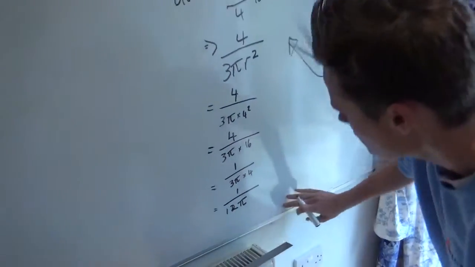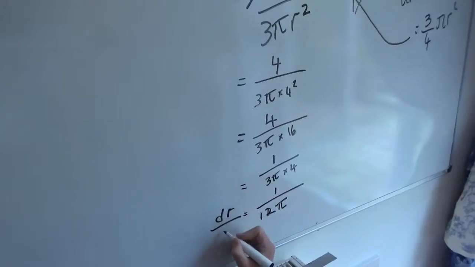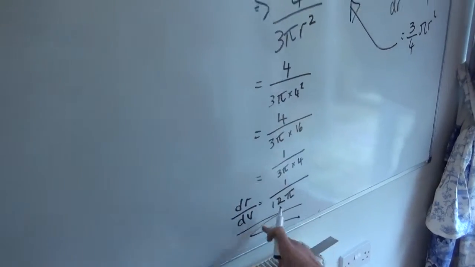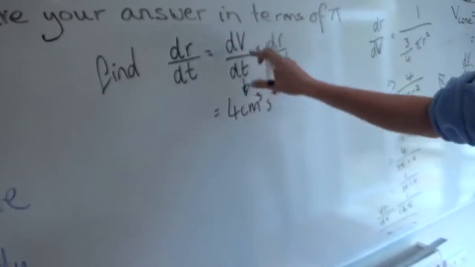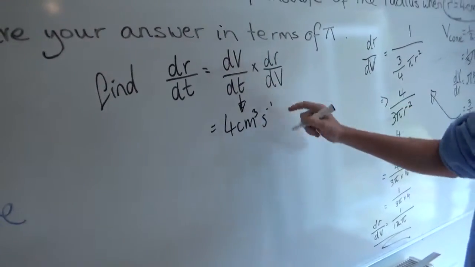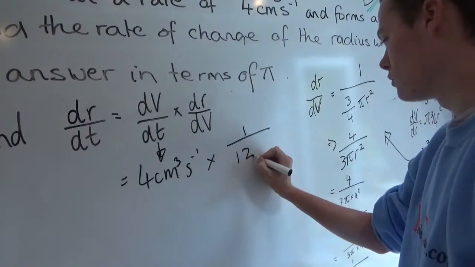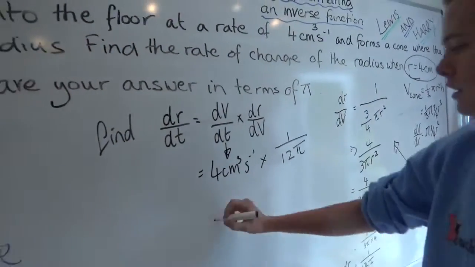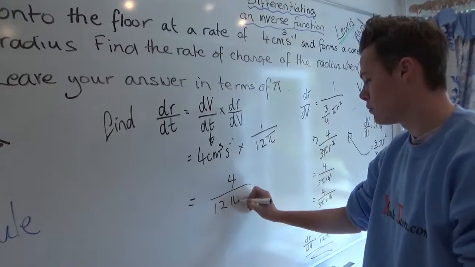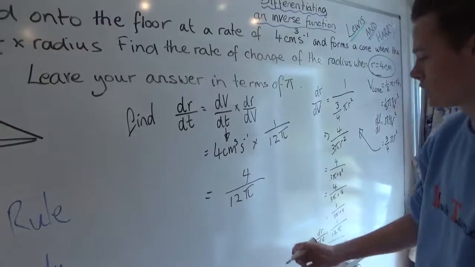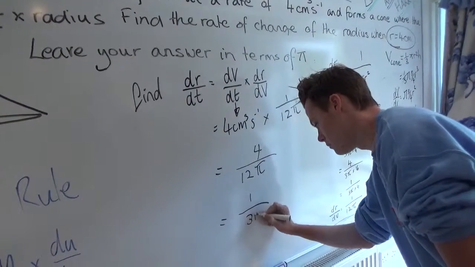Now we know that dr/dv equals 1 over 12 pi, so we can put that in. Therefore dr/dt is dv/dt times dr/dv, which you got down here, which is 1 over 12 pi. That goes to 4 over 12 pi, and then simplified it becomes 1 over 3 pi.